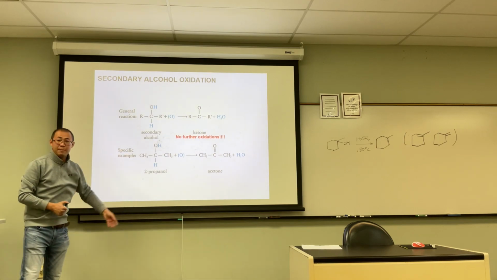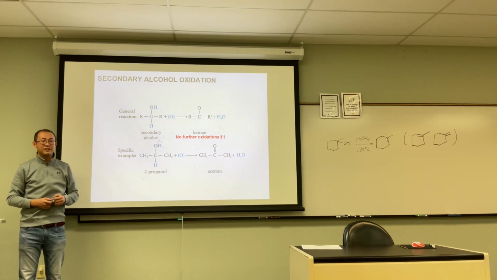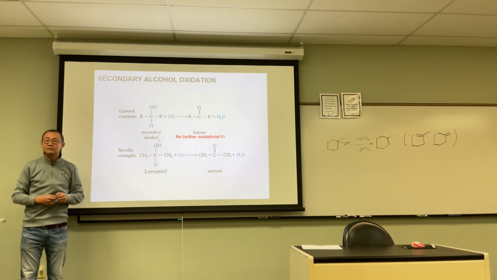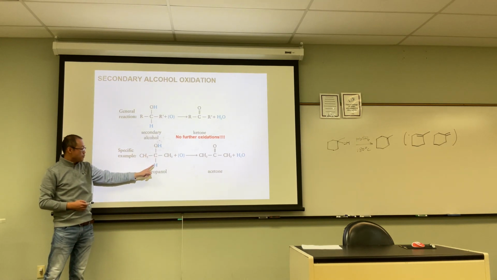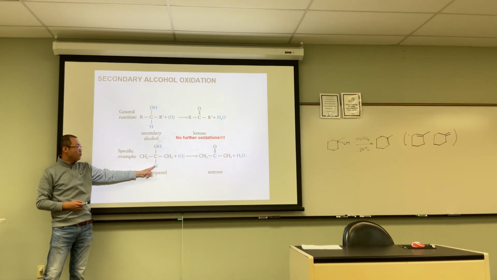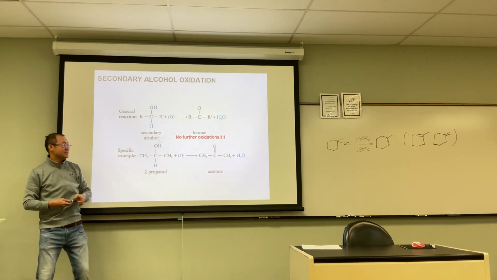And the bottom one is an example of a secondary alcohol being oxidized to a ketone. Do you guys understand the bottom reaction? Remove the H. Remove the H. Then make a double bond. Is that right? See that? Double bond.